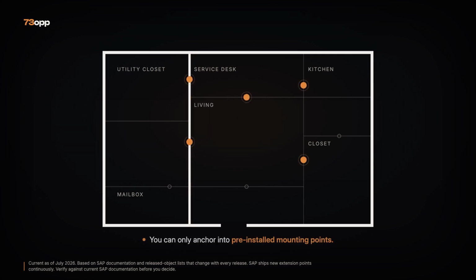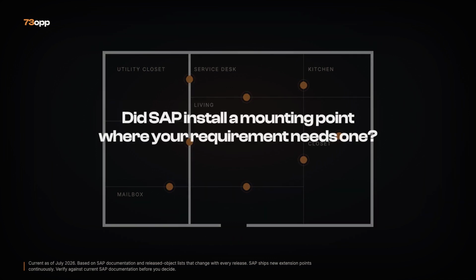And here is the part almost everyone misses. You can only hang those shelves on the mounting points the landlord pre-installed. So the real question is never, can we customize? It is, did SAP install a mounting point at the exact spot your requirement needs one? Sometimes yes, sometimes no. And when it is no, no drill in the world gets you through that wall.